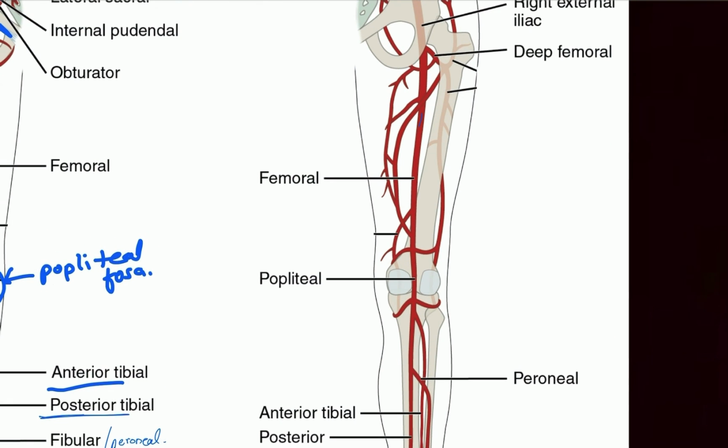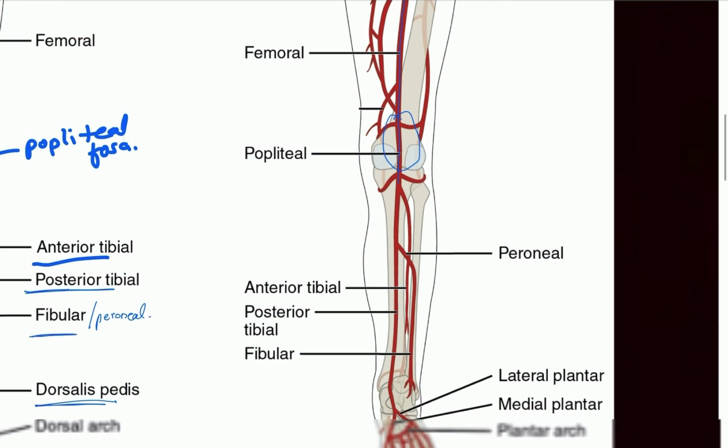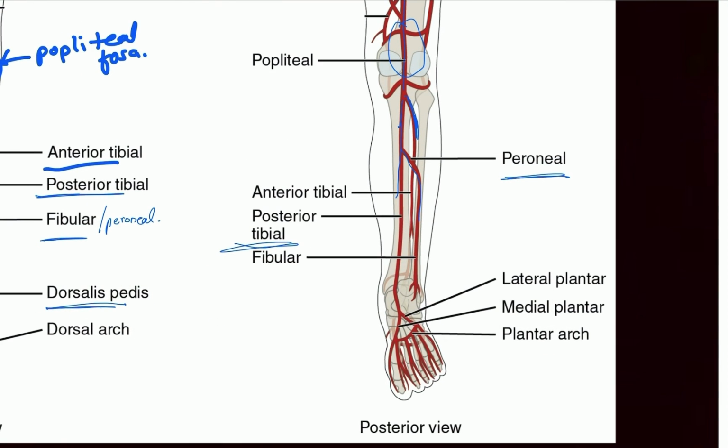Posteriorly, if you look, this is the femoral artery which was running posteriorly. Then it became the popliteal artery at the popliteal fossa. Then it got divided into 2. This anterior branch will go to the anterior surface and become the anterior tibial artery. Posteriorly, it will be divided into 2, that is the peroneal artery and the posterior tibial artery, right? The peroneal artery has one more name, that is the fibular artery.